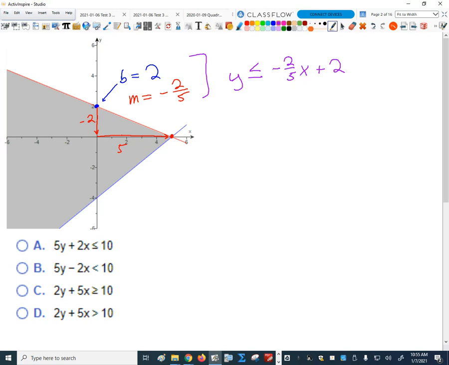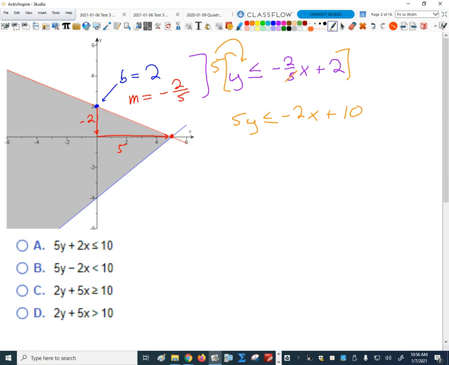So now I've just got to get this thing into standard form, right? How am I going to clear the fractions and put this into standard form, Alara? Would you multiply by 5? You got it. That's it. I'm going to multiply by 5 to clear all the fractions because my common denominator is 5 this time. Well, if I distribute that 5, I get 5y is less than or equal to 5 times -2/5, which would just cancel the 5 on the bottom, so I get -2x, and then 5 times 2 is 10.